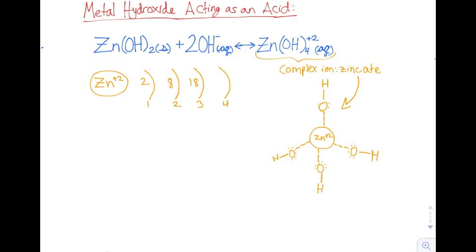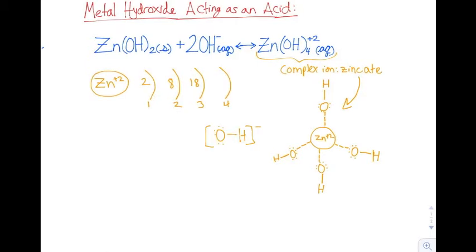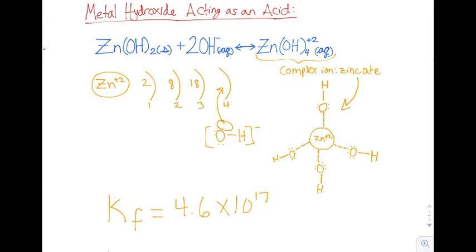Since the other reactant in this reaction is sodium hydroxide, aka hydroxide, which has 3 lone pairs, it acts as the Lewis base and donates electrons to zinc hydroxide, forming covalent bonds. When 4 hydroxide molecules, which is the maximum number of hydroxide molecules that can fit around zinc 2 ion, are present, you get zincate. We know that zincate is soluble because it has a Kf value of 4.6 times 10 to the 17th, which is very large.